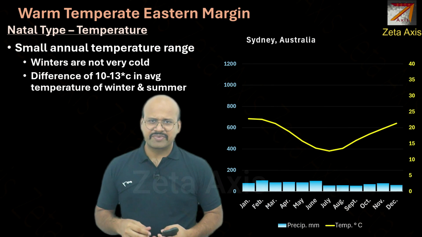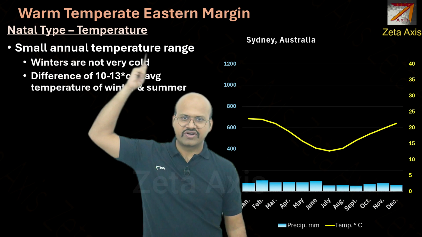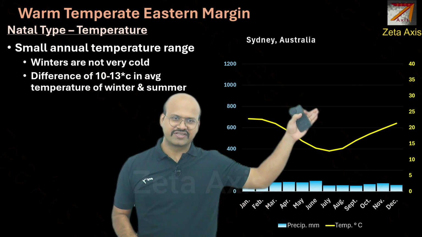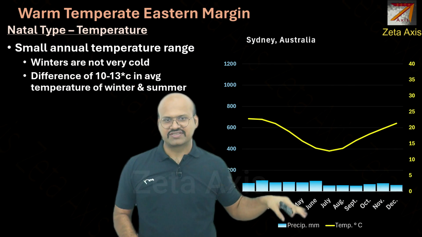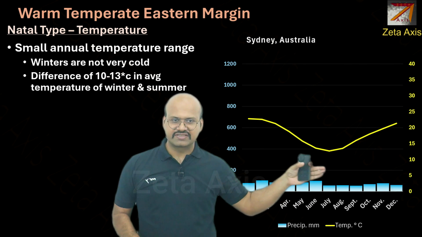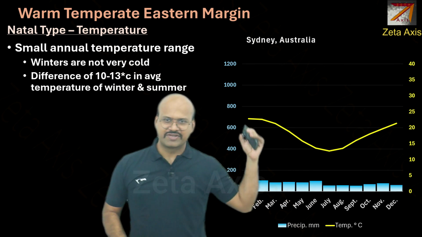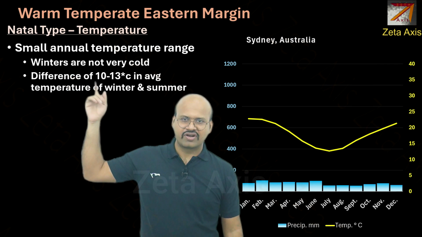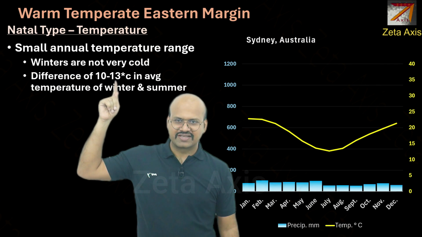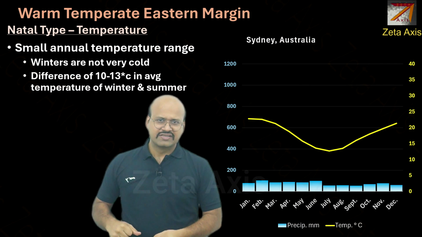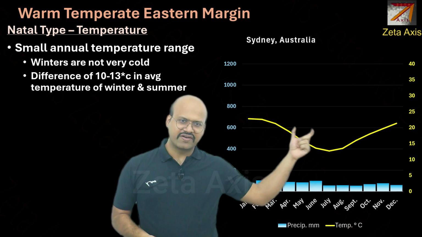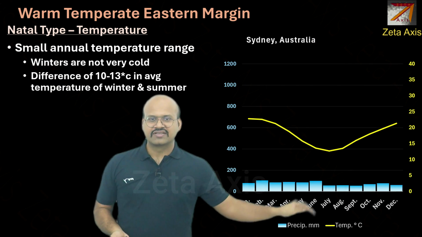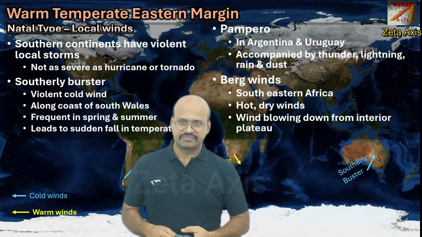Now let's see the temperature characteristics. Small annual temperature range. We can see that the temperature range is very small since it is in the southern hemisphere. This is the winter season and these are the summer season. There is a difference of only 10 to 13 degrees Celsius in average temperature of winter and summer. So it is slightly higher than the Gulf type, but it is much lesser than the China type of climate.